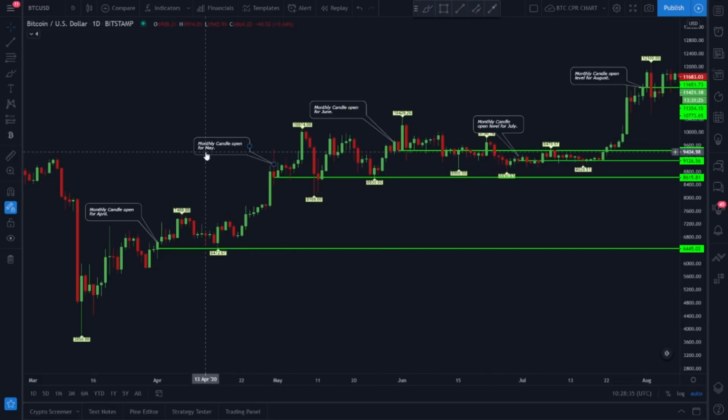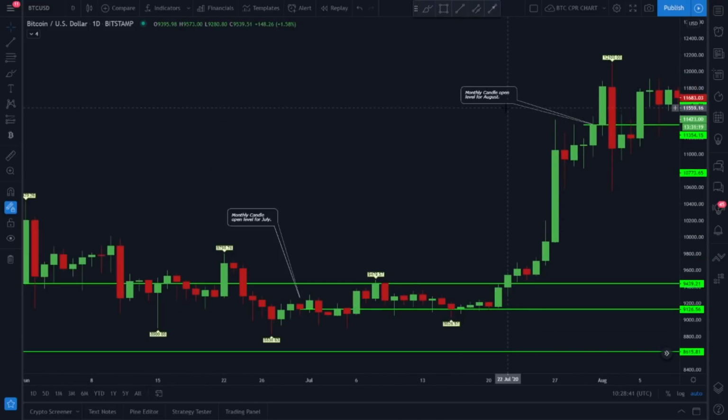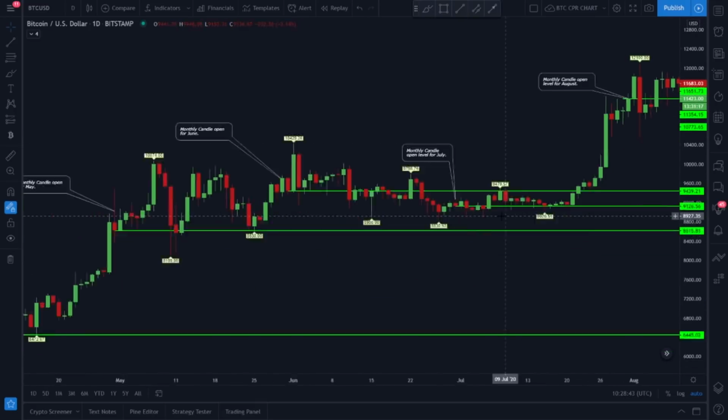This was the monthly candle open for May. This here was for June. You can see for July was this candle. For August was this candle, and so on everywhere.